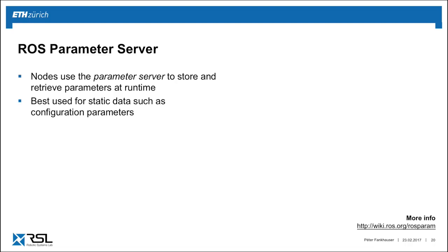Now I want to introduce you to the parameter server. It's essentially a global instance that stores parameters during runtime of your system. It's a very convenient tool since multiple nodes can access that data. And it's best used for configuration parameters, such as how many cameras do I have, which motor has which ID, etc. Things that don't change during the runtime of your robot.